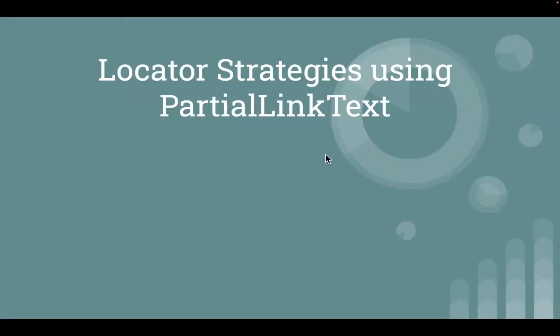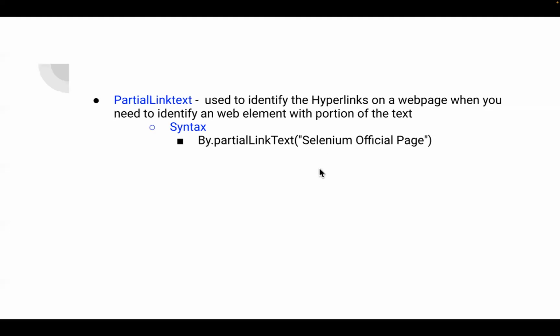Hello guys, today I'm going to talk about how to identify the web elements using partial link text. Partial link text is used to identify the hyperlinks on a web page, whenever you need to identify a web element with a portion of the text. So this is the syntax: By.partialLinkText, and within the parentheses you need to give the link name.